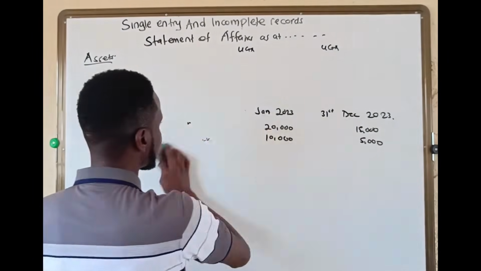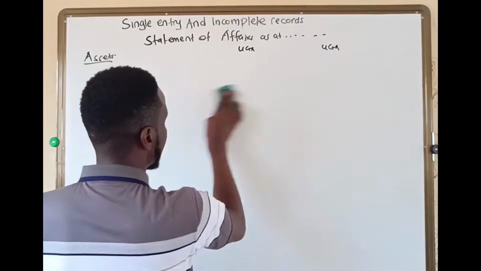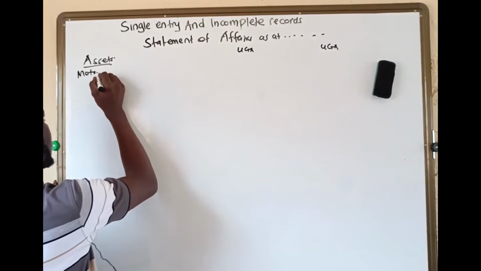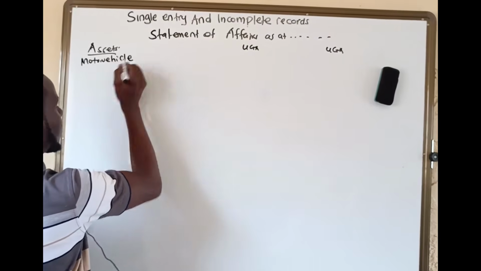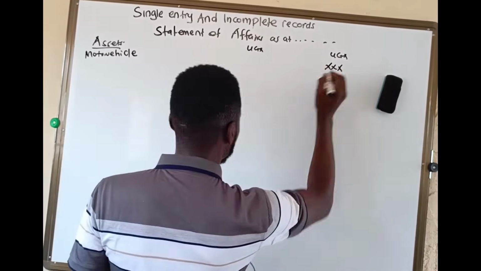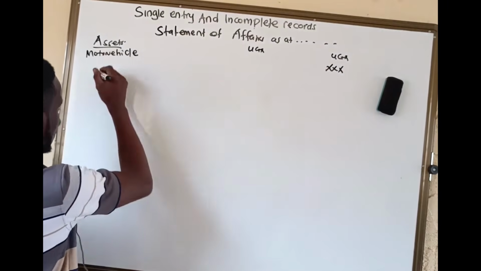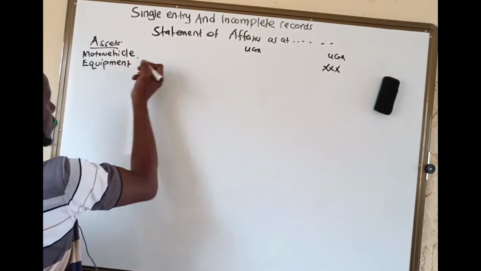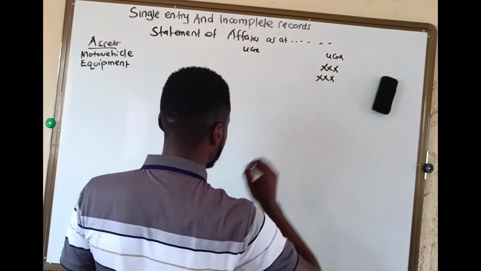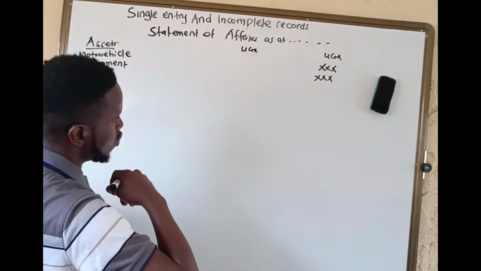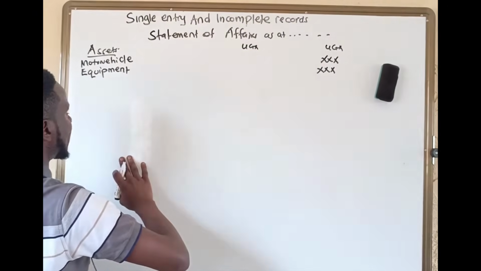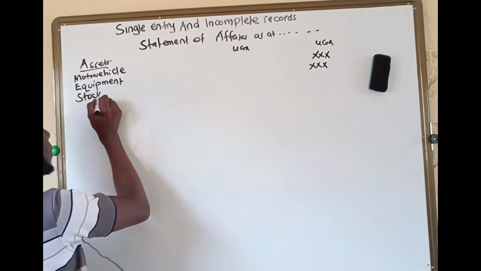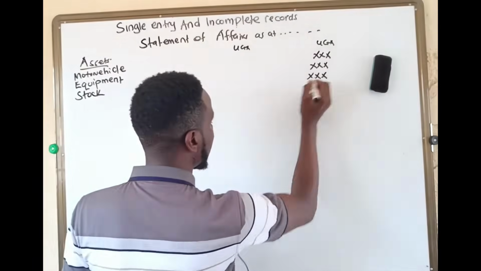So we start off. We shall have motor vehicle, and we bring our value here. We shall have maybe equipment. I'm just picking out a few. We bring our value here. Then, let's say we had only those two non-current assets. Then we bring in our current assets. Let me talk about stock. We bring our value here.